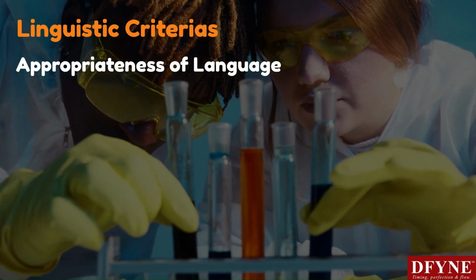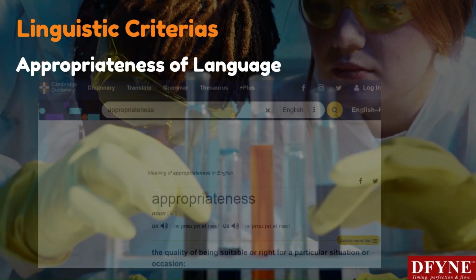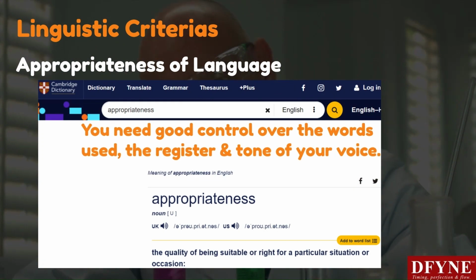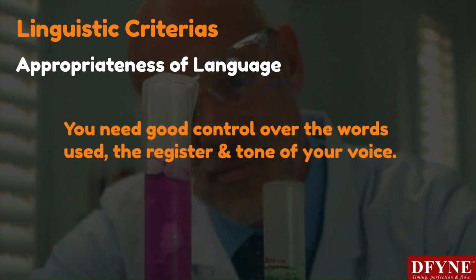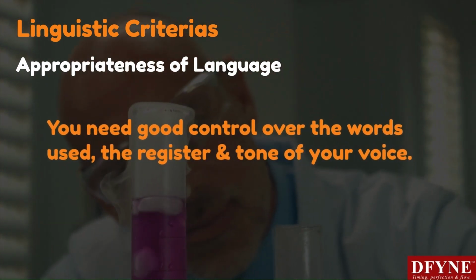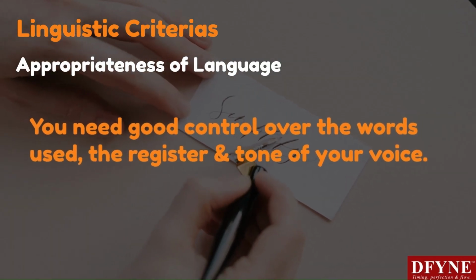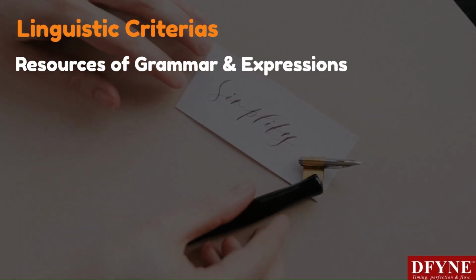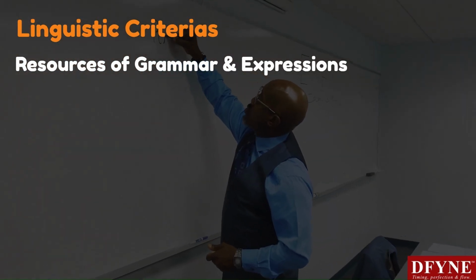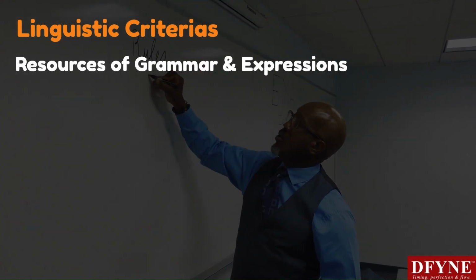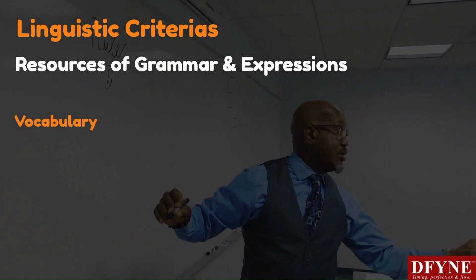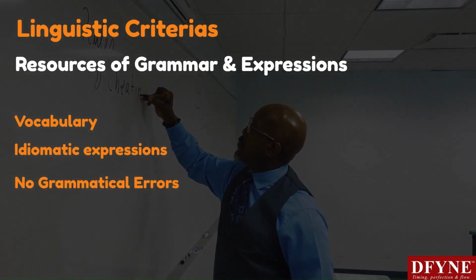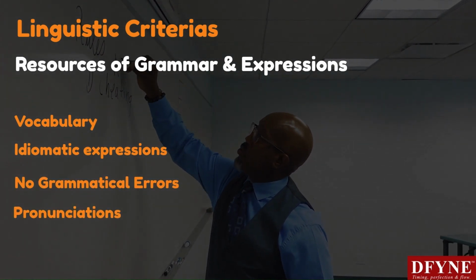Appropriateness of language. This criteria focuses on the words used, the register and tone of how you said something. The more control you have over these aspects, the better you score in this criteria. Resources of grammar and expression. This one focuses on the grammatical aspects of the language, which includes the correct use of complex vocabulary, idiomatic expressions, adherence to the grammatical rules, and pronunciation of these words and expressions.